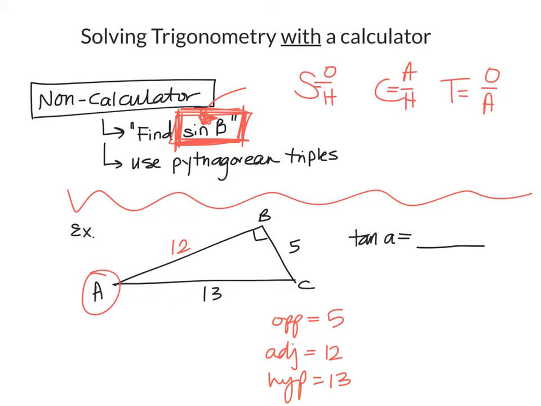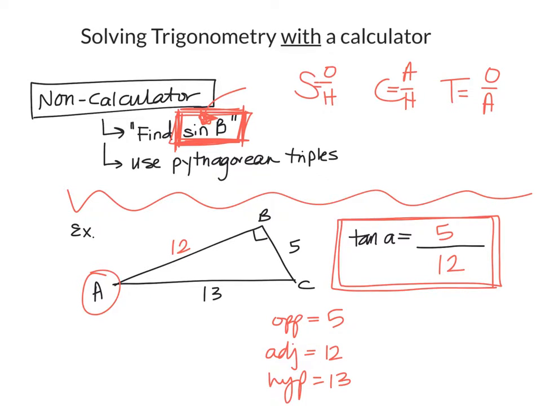Now they're asking me for the tangent of A, and tangent, if I look back up at my notes up here at the top, is opposite over adjacent. So that's going to be 5 over 12. And your final answer when they ask you for that is just that fraction. They're not actually asking you to solve anything. They just want to know what's the tangent of A. The answer is 5 over 12.